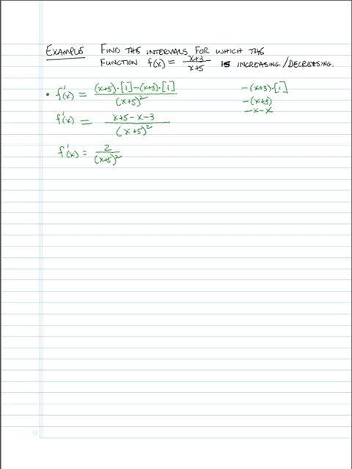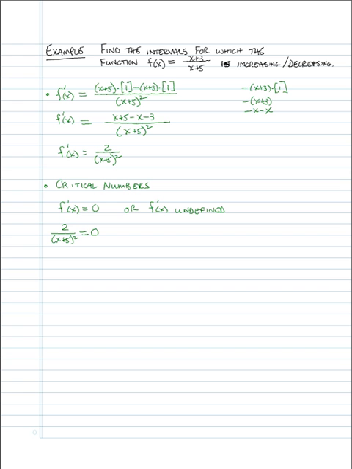Okay? Now, next thing we do is find critical numbers. We find critical numbers by finding out where the derivative is 0, and other critical numbers would be where the derivative is undefined. I'm going to address the critical number, the derivative being 0. Remember, the derivative is 2 over x plus 5 squared. So where is that equal to 0?